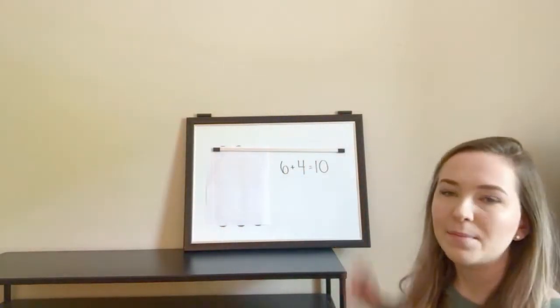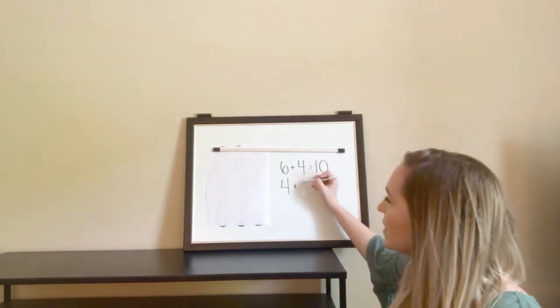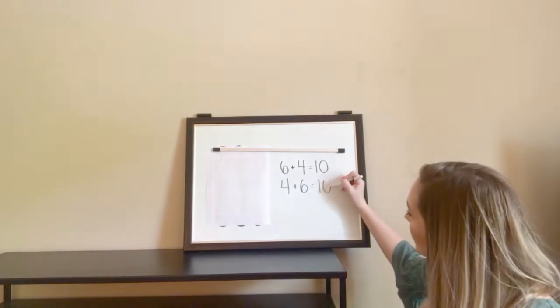I had 4, 5, 6, 7, 8, 9, 10. I needed 6 more. I just flipped my equation. So I showed you guys 4, and you showed me 6 fingers, and we made 10.